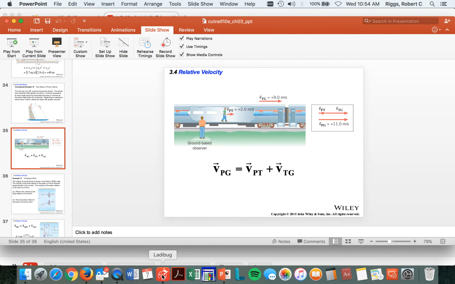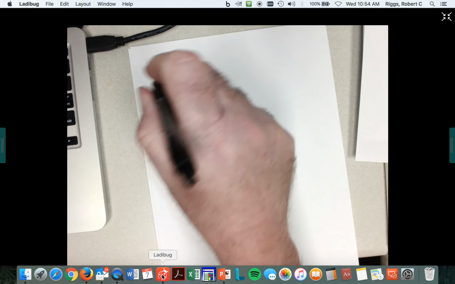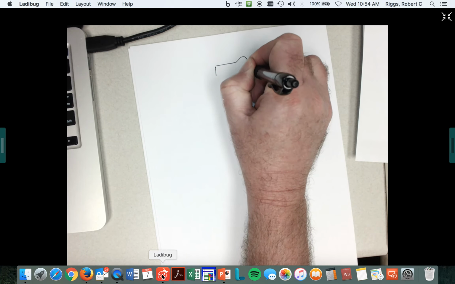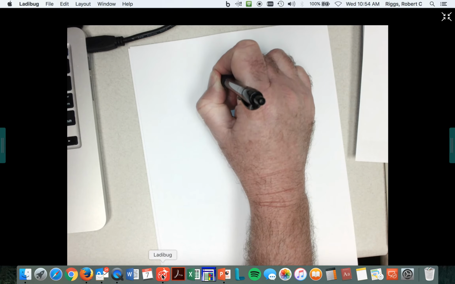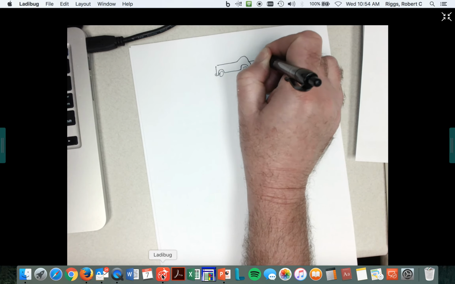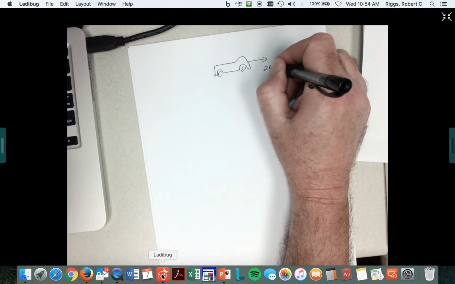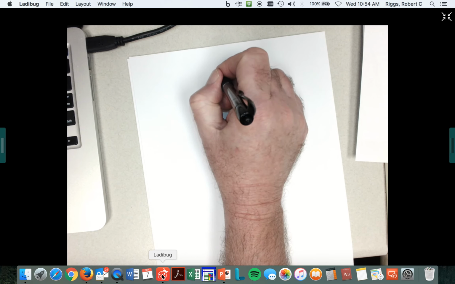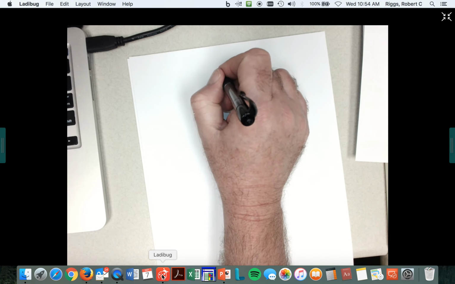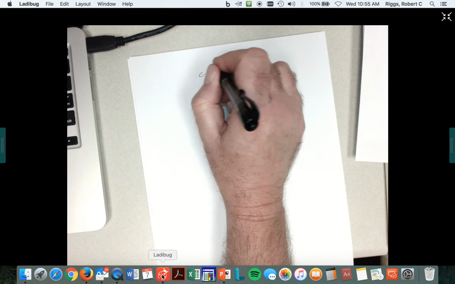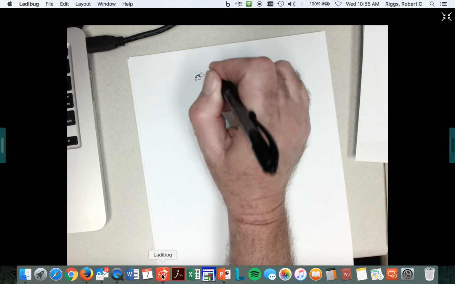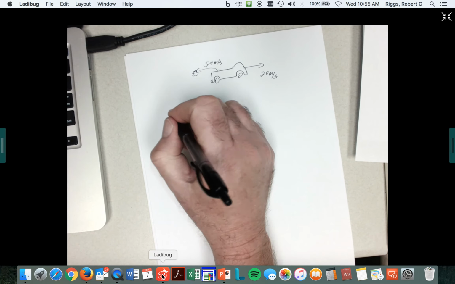So what am I talking about? Here you go. Let's say you're a ground observer and you've got a truck moving along. Okay. You've got a truck moving along at 20 meters per second. All right. And a piece of trash gets picked up and tossed out at 5 meters per second in this direction. Okay. So here's the piece of trash in this direction to a ground observer.